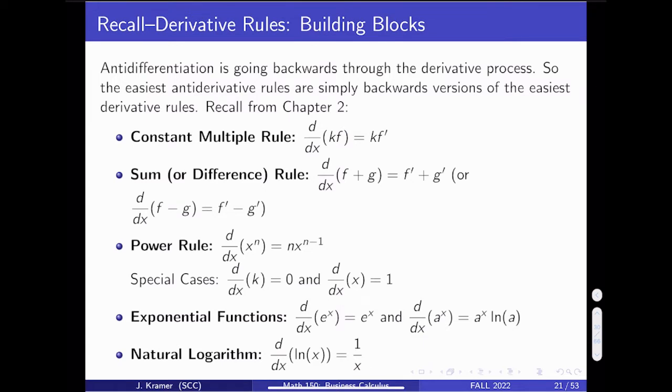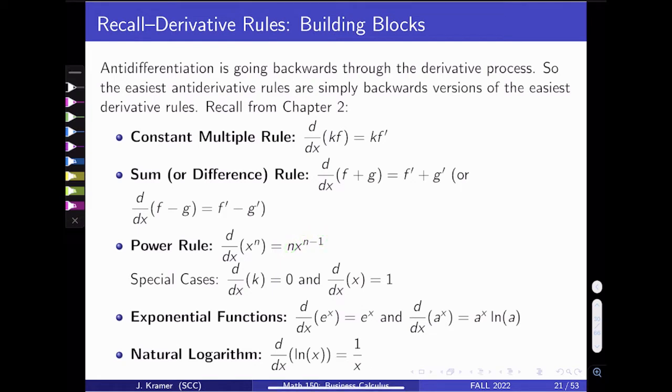Antidifferentiation is going backwards through the derivative process. So the easiest antiderivative rules are simply backwards versions of the easiest derivative rules. Recall from chapter 2 that the constant multiple rule for derivatives was that you take the derivative and pull out the constant. For a sum or difference of differentiable functions, you can take the derivative over the sum or difference. For the power rule, when you take the derivative of the power, you multiply by the original power and subtract 1 from the original power.